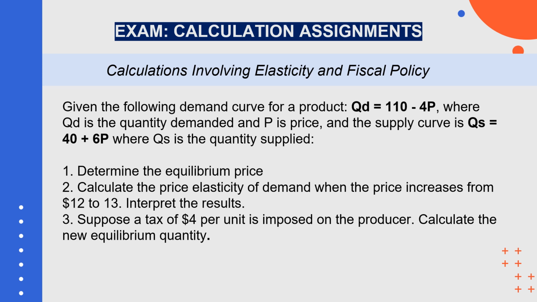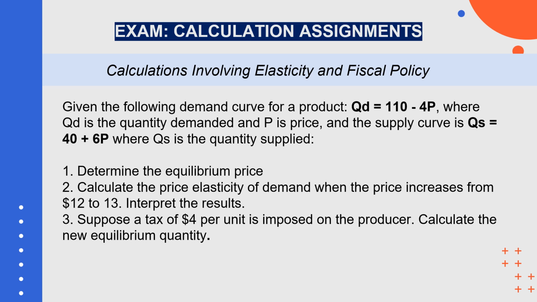So we have already familiarized ourselves with the formulas of supply and demand, and given this information we have to determine the equilibrium price. It's subtask number 1. Then calculate the price elasticity of demand when the price increases from $12 to $13, and also interpret the final result, whether the indicator is elastic or inelastic.